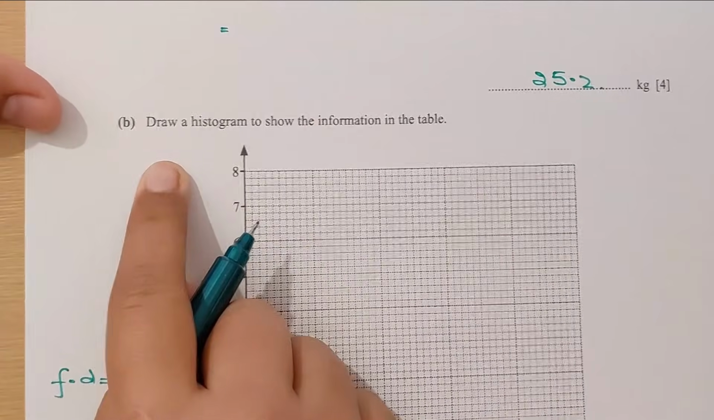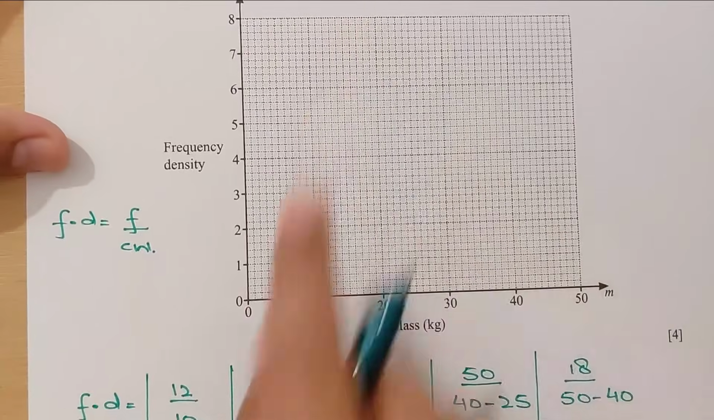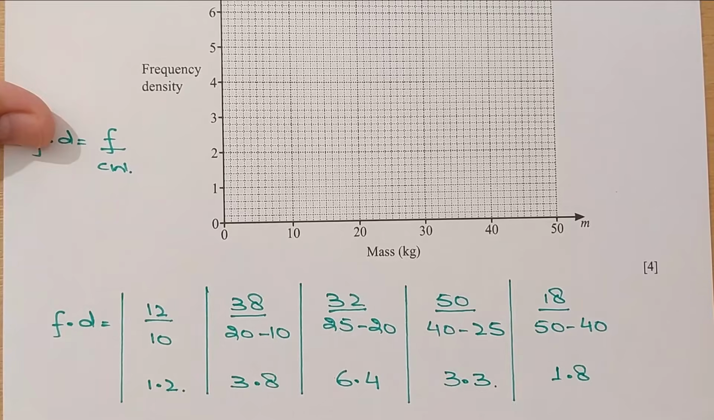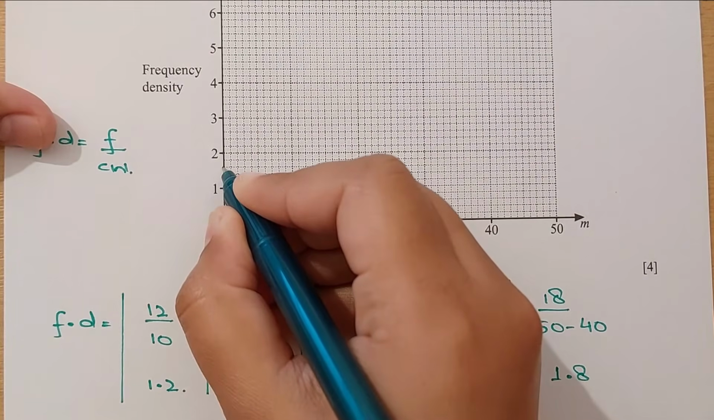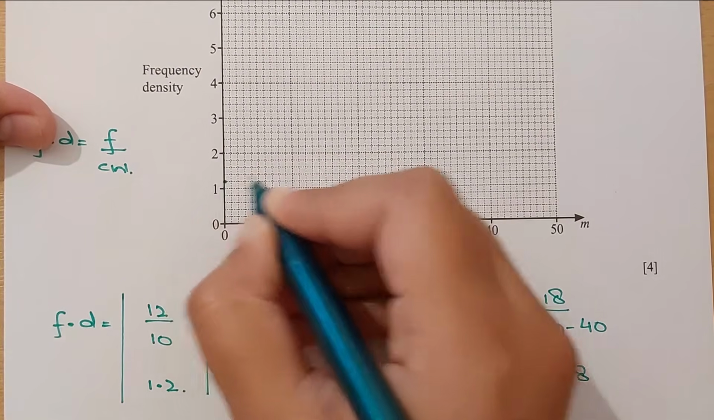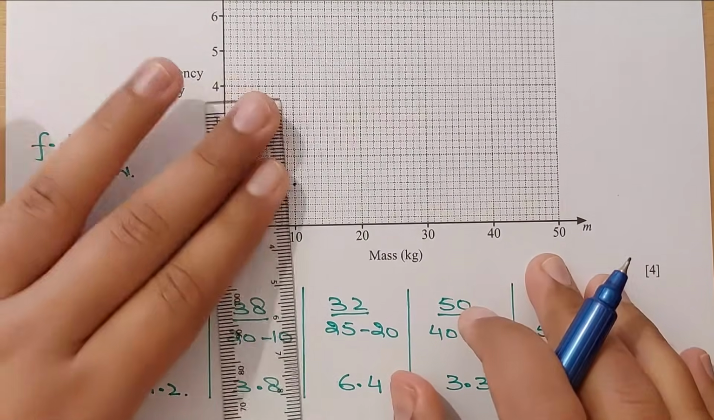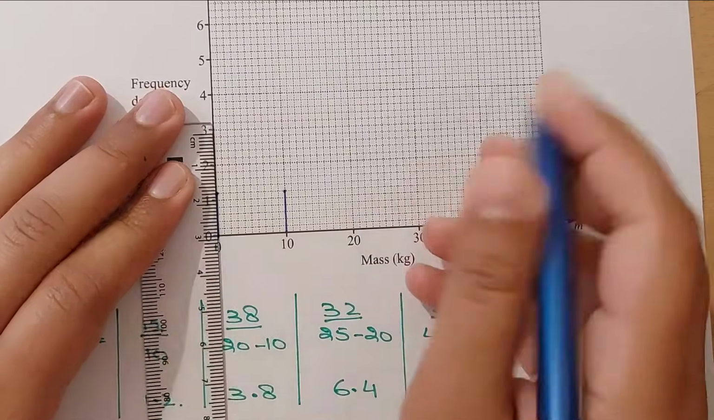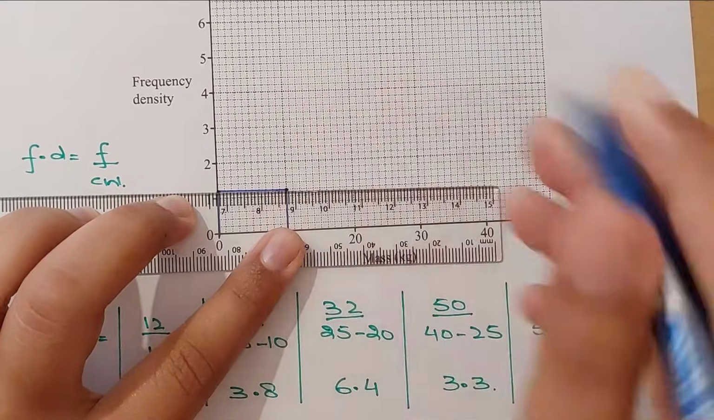We need to draw the histogram to show the information in the table. So as you can see, when the mass is between 0 to 10, the frequency density is 1.2. This is 0 to 10, right? So this is 1, 1.2, 1.4, 1.6, 1.8, and 2. So this is 1.2 between 0 to 10. Okay. Let me draw this. This is the histogram bar for the first interval, right?